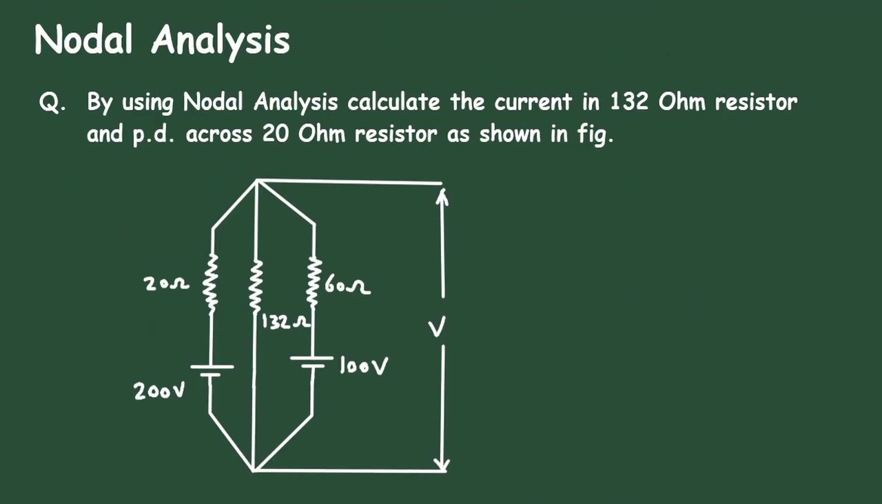So this is how we can solve current and potential difference across 20 ohm by using nodal analysis.